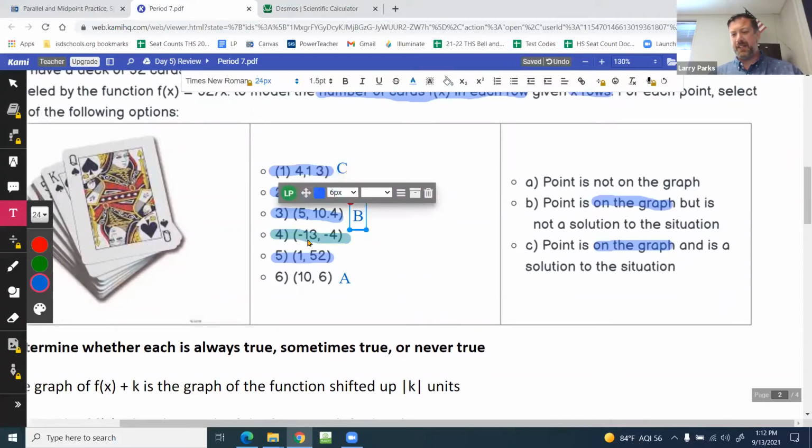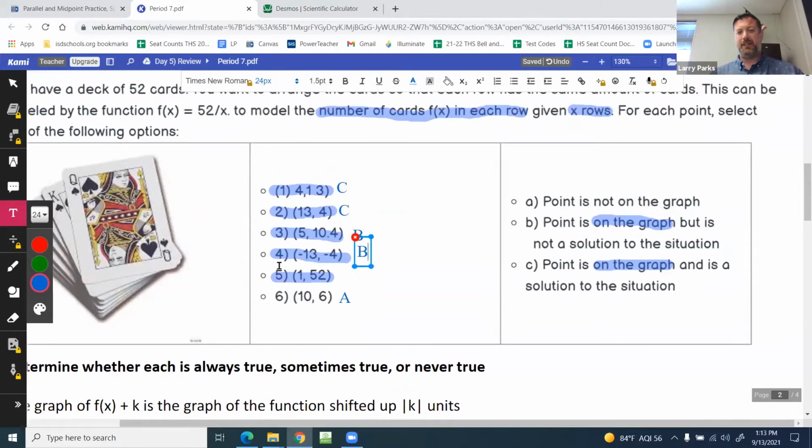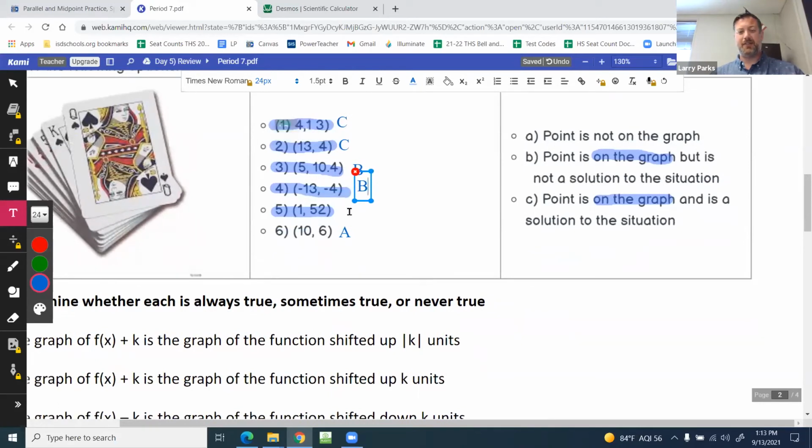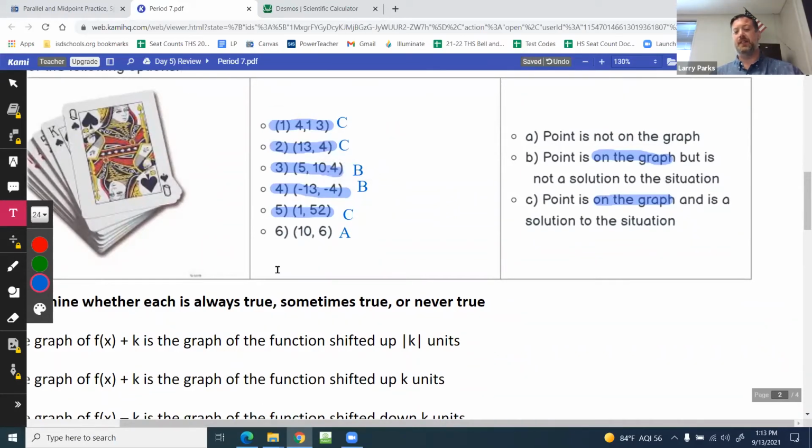And this is saying you can have negative cards. So even though it's on the graph, it's still not a solution. And if you wanted to have one row with 52 cards in it, that's perfectly fine. So this is on the graph and is a solution. So that's C. Okay. You will see a problem very similar to this.